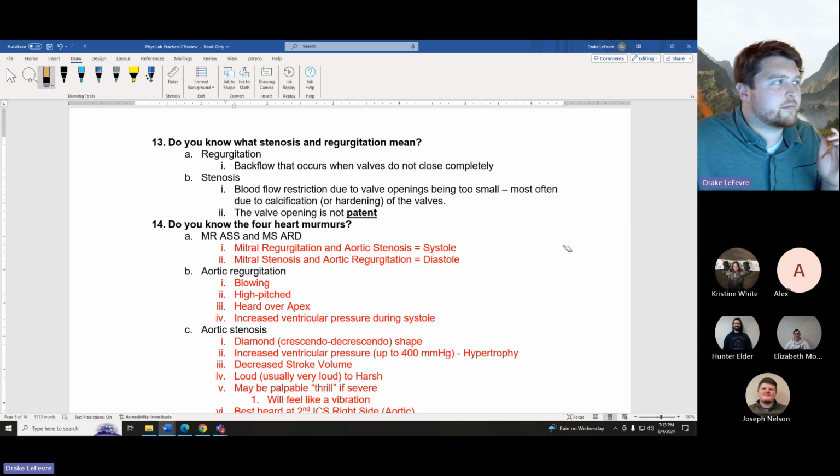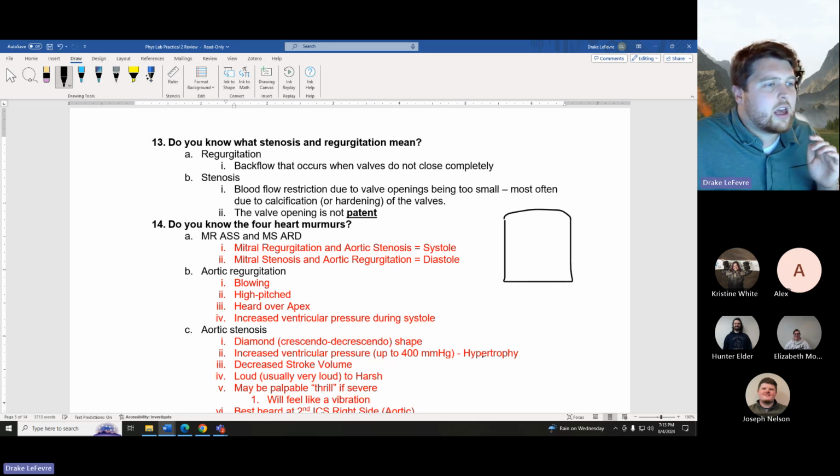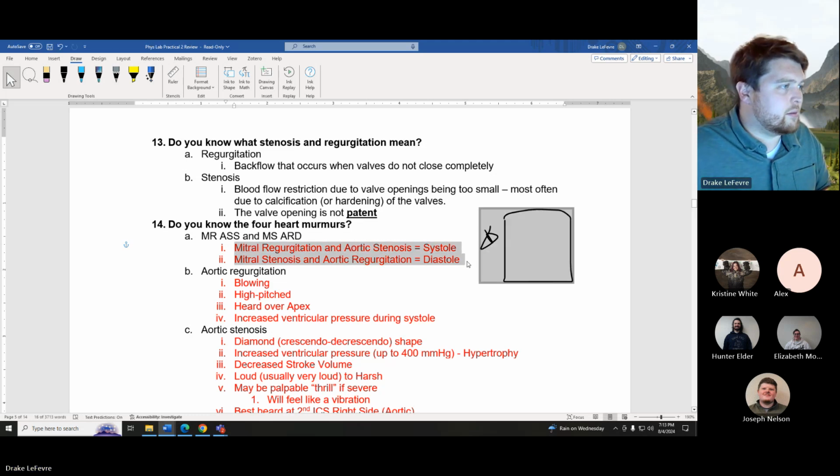Understanding this is going to help you a ton, understanding all of this, like when valves are open, when valves are closed, what valve is open, what valve is closed, and what's going on with that. But whatever you want to do for this exam.